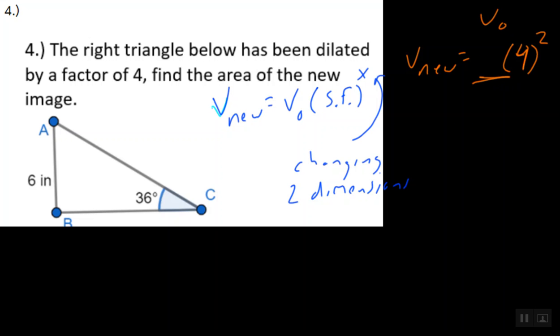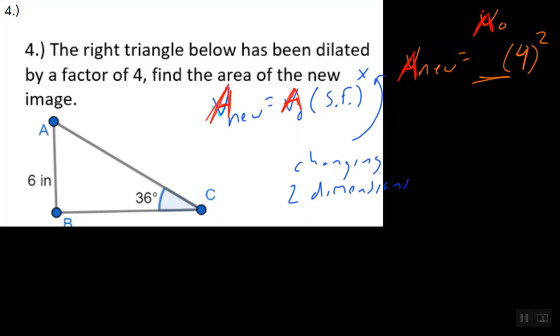Oh, I'm sorry. Real quick, we're going to make one slight change. It's not volume in this case, it's area. My apologies. Okay, so we have to know what is the original area.